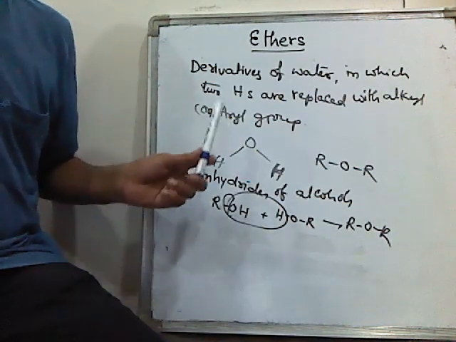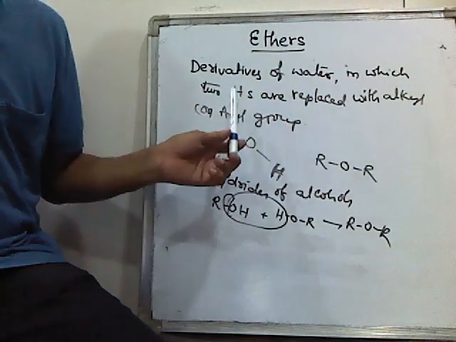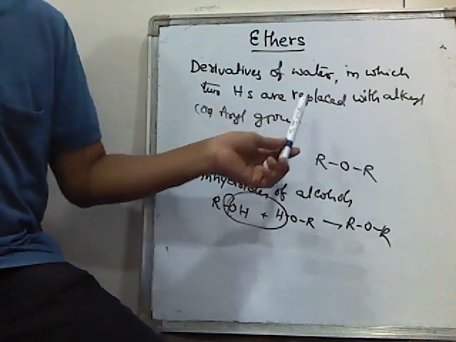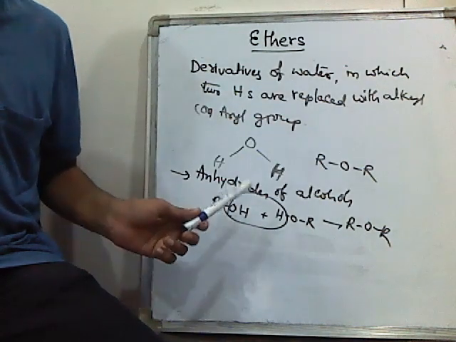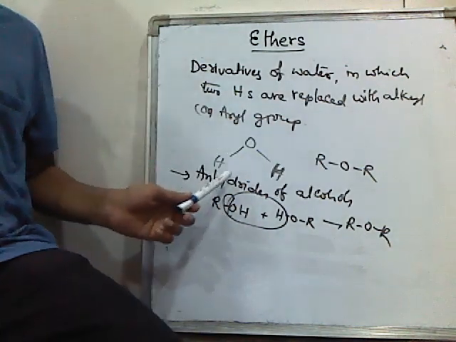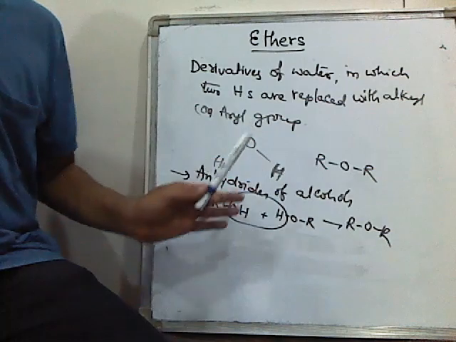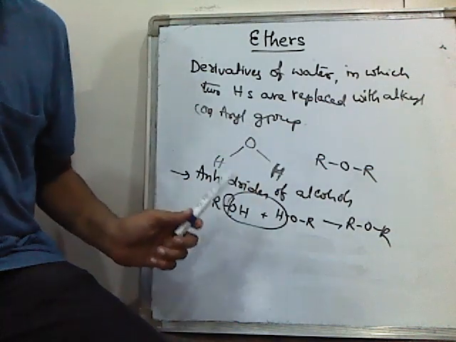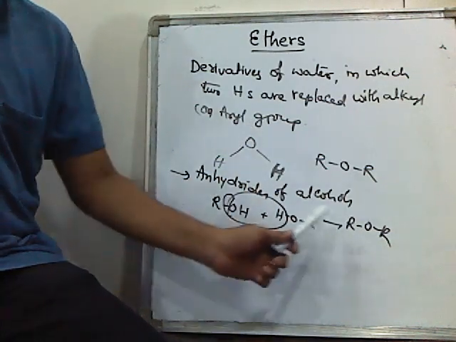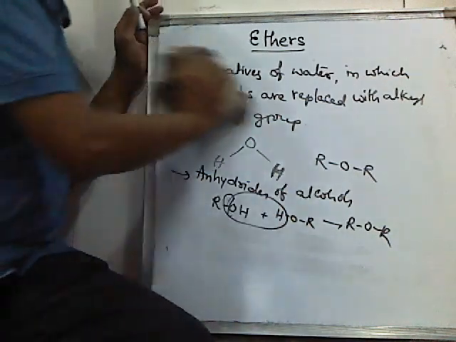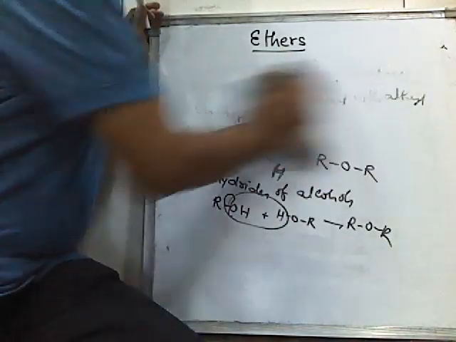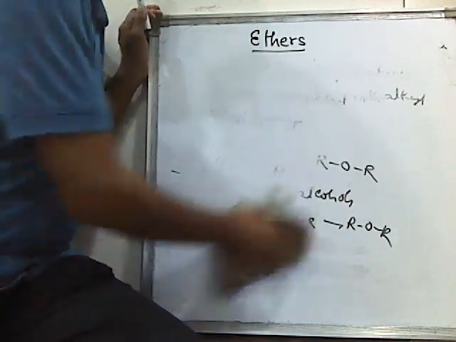Ethers are the derivatives of water in which two hydrogens are replaced with two alkyl groups or aryl groups, or one alkyl group and one aryl group. And ethers are also considered the anhydrides of alcohols, formed without water, that's why they are called anhydrides of alcohols.